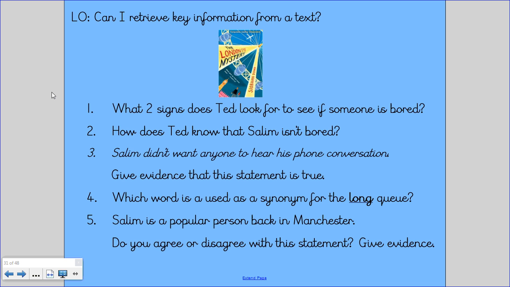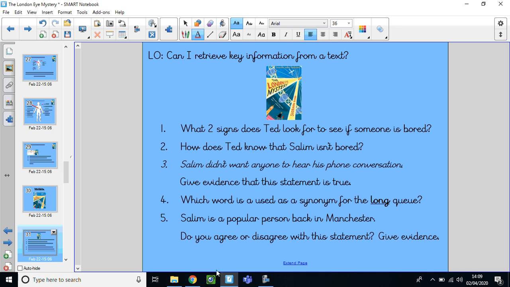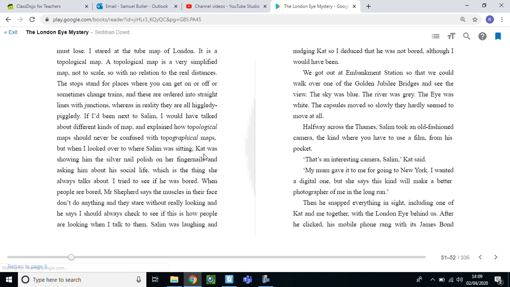If you don't want to listen to me read the text, you can pause the video on the questions, flick back to the points where you can see the text on your screen and get on with it. If you do want to listen to me reading, then we will have a look at that now.